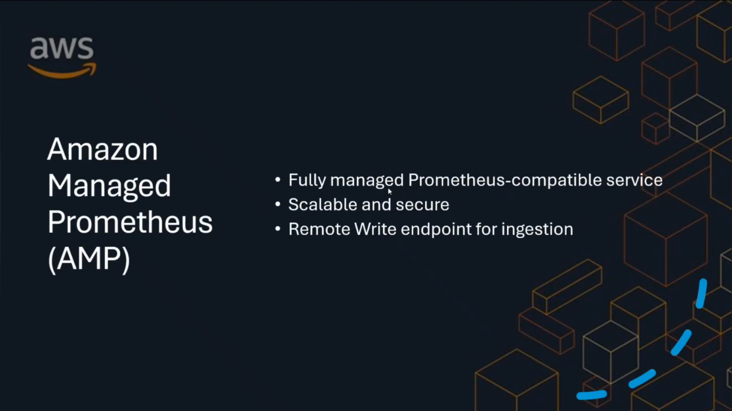Amazon Managed Prometheus, or we can say AMP, is a fully managed service that supports the Prometheus query language and ecosystem. It's designed to scale with your workloads and integrates tightly with AWS IAM for secure access. The Prometheus agent on our EC2 instance will use AMP's remote write endpoint to send metrics in real time. This removes the need to manage your own Prometheus servers.